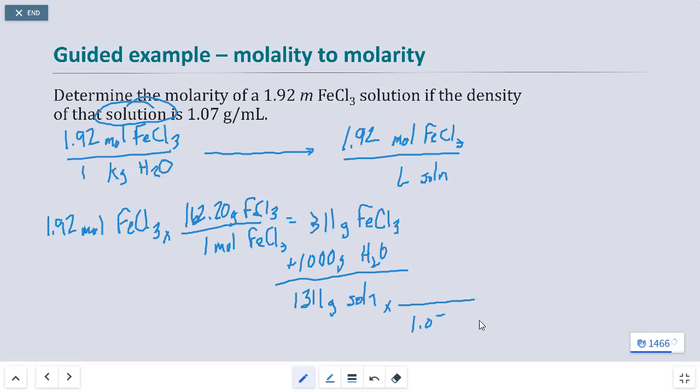So 1.07 grams per milliliter. So 1311 divided by 1.07, rounded to 3 significant figures, would be 1,230 milliliters, which would be 1.23 liters. So the 1.23 liters is what I'm going to insert into my equation for molarity. 1.92 divided by 1.23, to 3 significant figures again, gives me a 1.56 molar iron 3 chloride, FeCl3 solution.